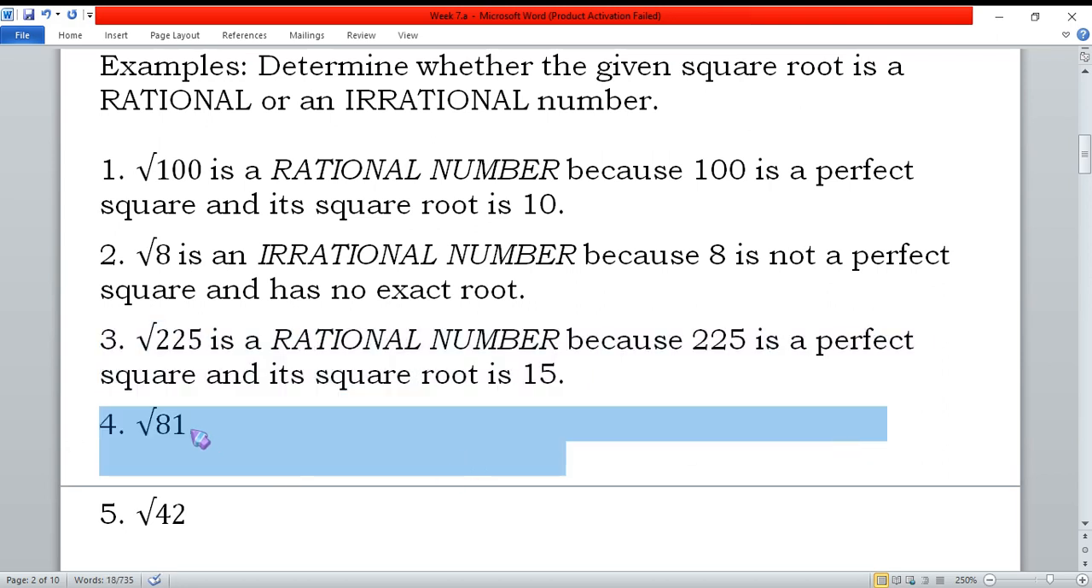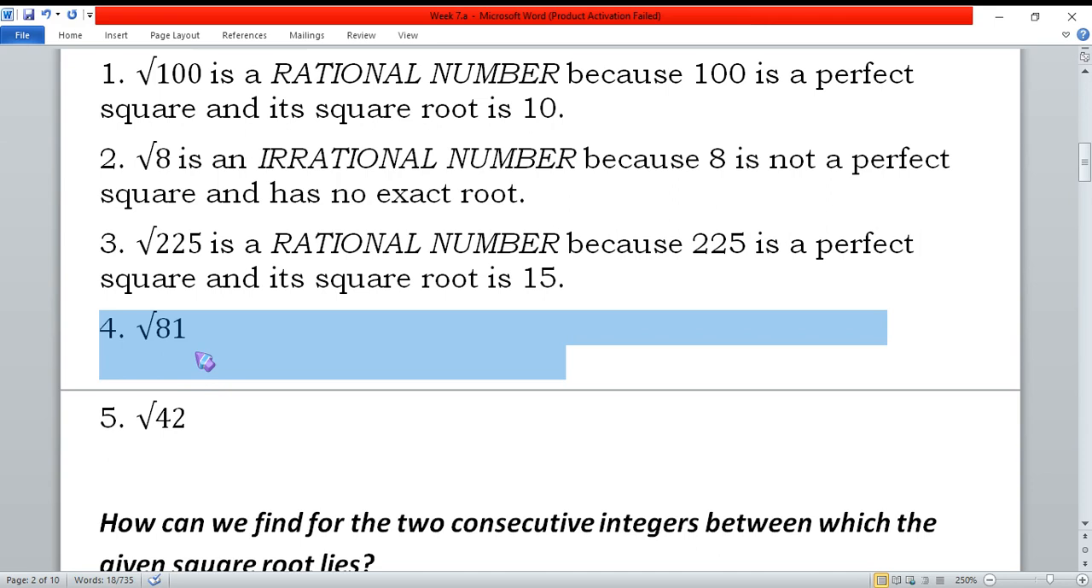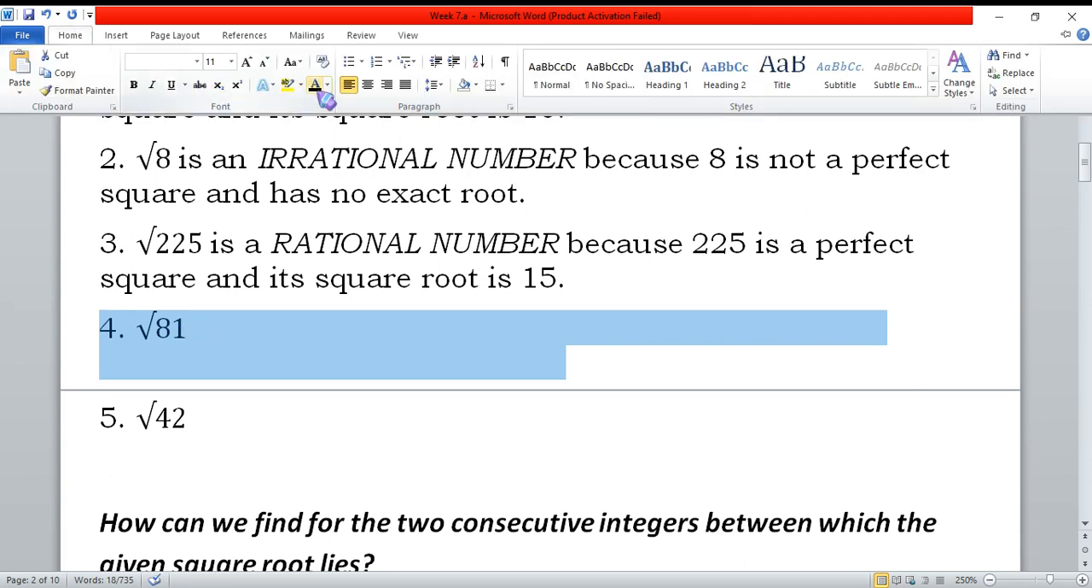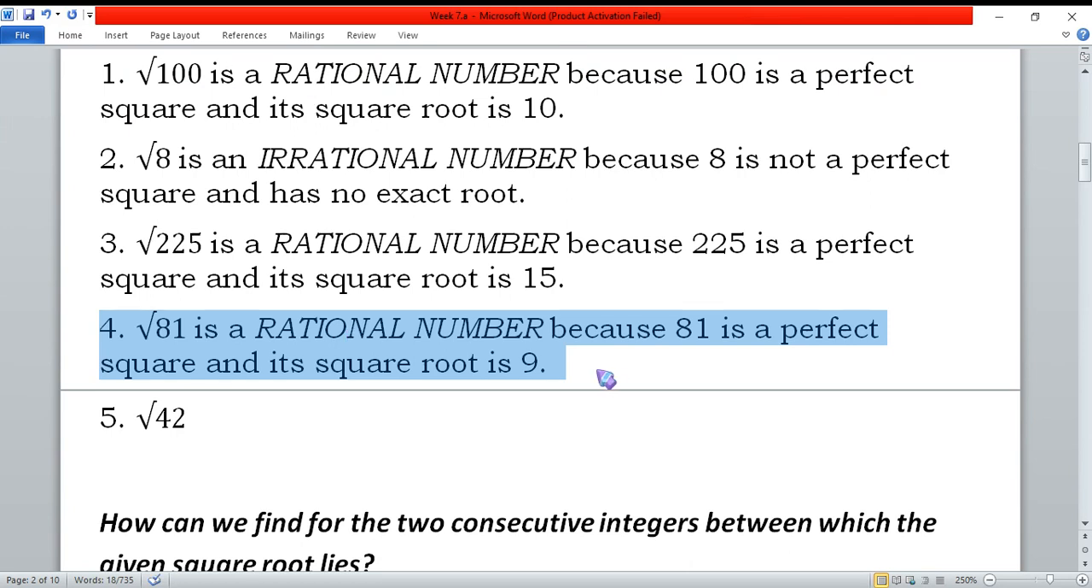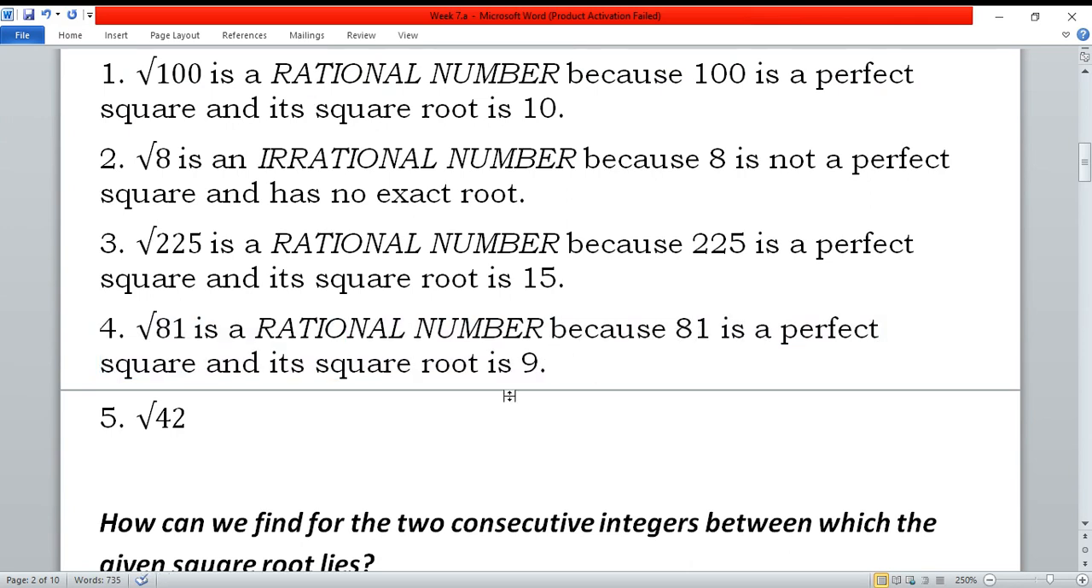Okay, how about this one? Square root of 81. So square root of 81 is also a rational number because 81 came from the product of two same number and that's 9. So 9 times 9 equals 81. So kaya ang square root of 81 can be considered as a rational number. Okay? Sabi nga rito, because 81 is a perfect square and its square root is 9.